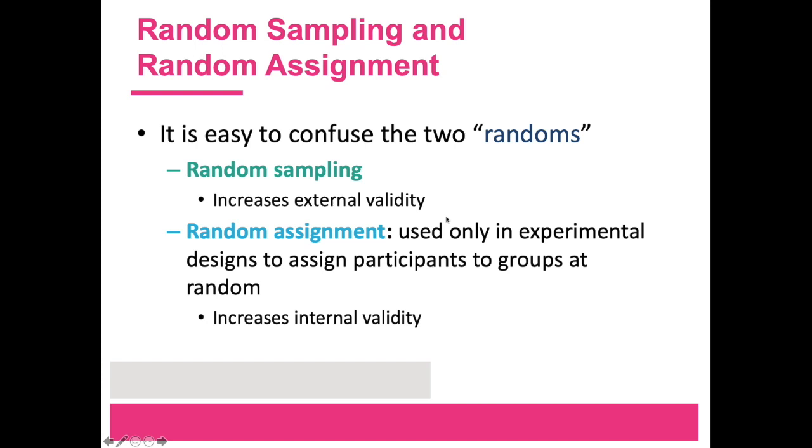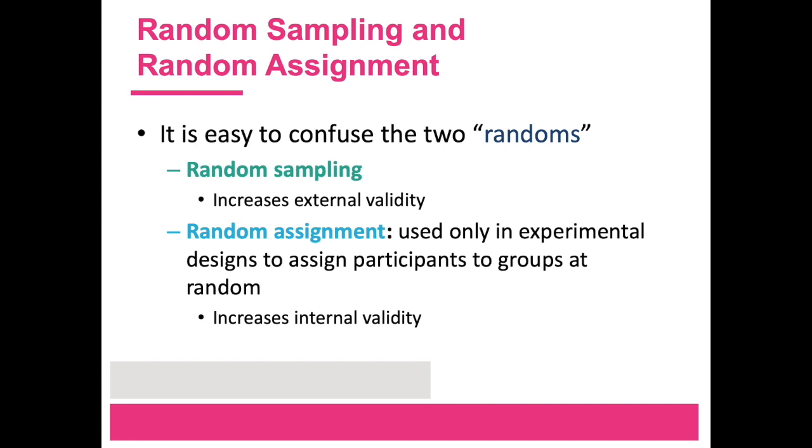So one place that I've seen students get confused is the difference between random sampling and random assignment. There are 2 randoms, and so it's easy to confuse the 2. Random sampling is just where you are getting people into your study and you do it randomly. So doing that increases external validity. Whether your study is an experiment, observational, survey, whatever, random sampling is what you want.